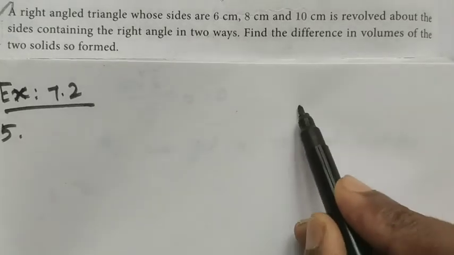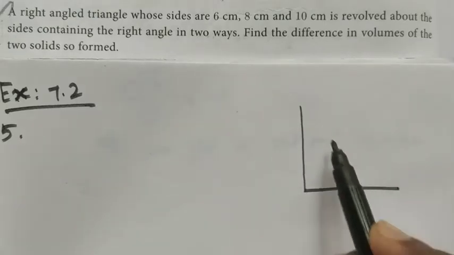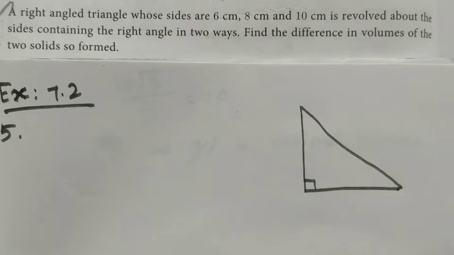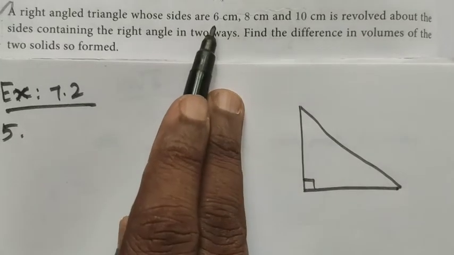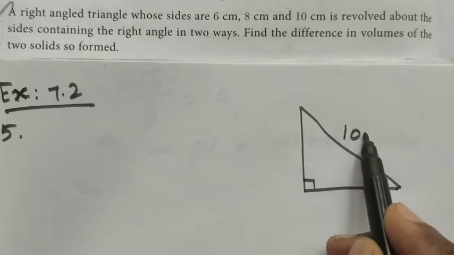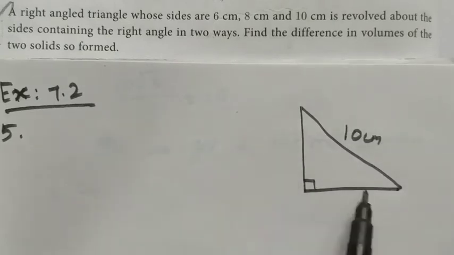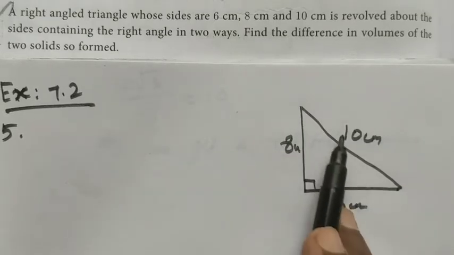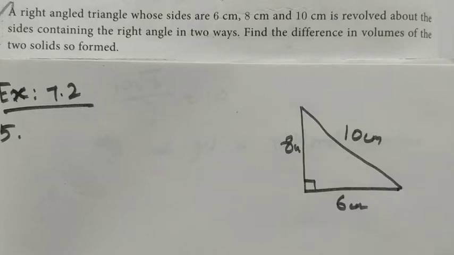It is given as a right angle triangle. Let me take this as 90 degrees. One of the sides is 6, another side is 8, and another side is 10, which means the hypotenuse is 10. First of all we choose the longest side, and then here we can take 8 and here we can take the 6 cm side. The longest side is 10 and the remaining two sides are 8 and 6.